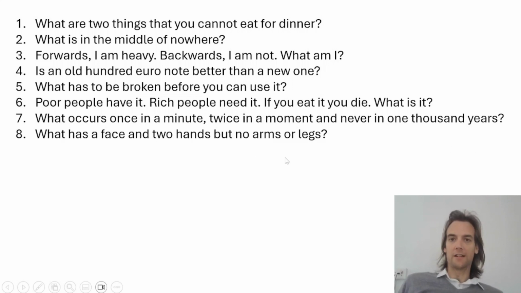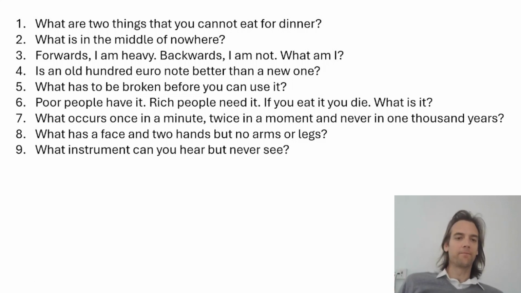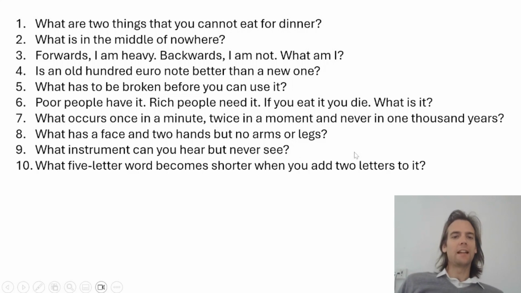What has a face and 2 hands, but no arms or legs? And it is not a penguin, like one of my students said. What instrument can you hear but never see? And what 5-letter word becomes shorter when you add 2 letters to it? Pause the video for another 2 or 3 minutes if you want to think about them.